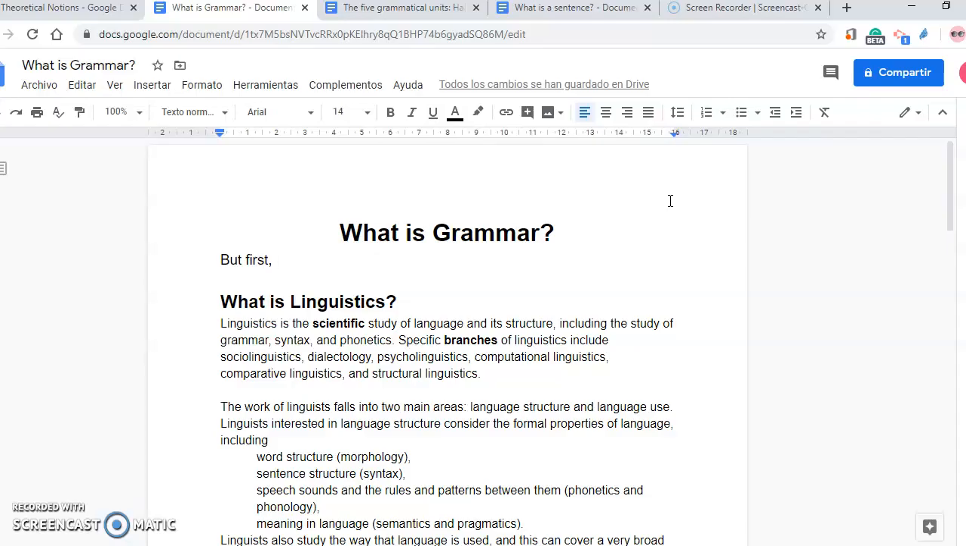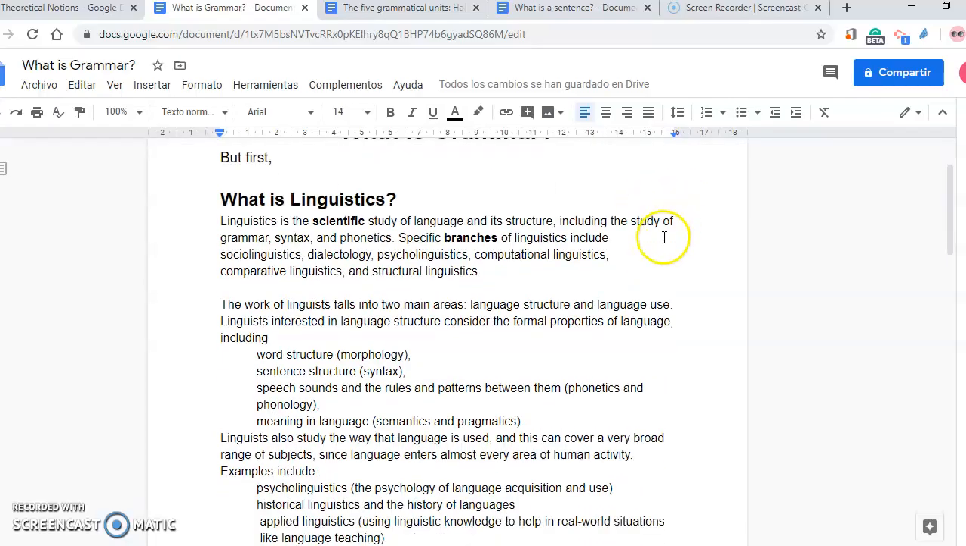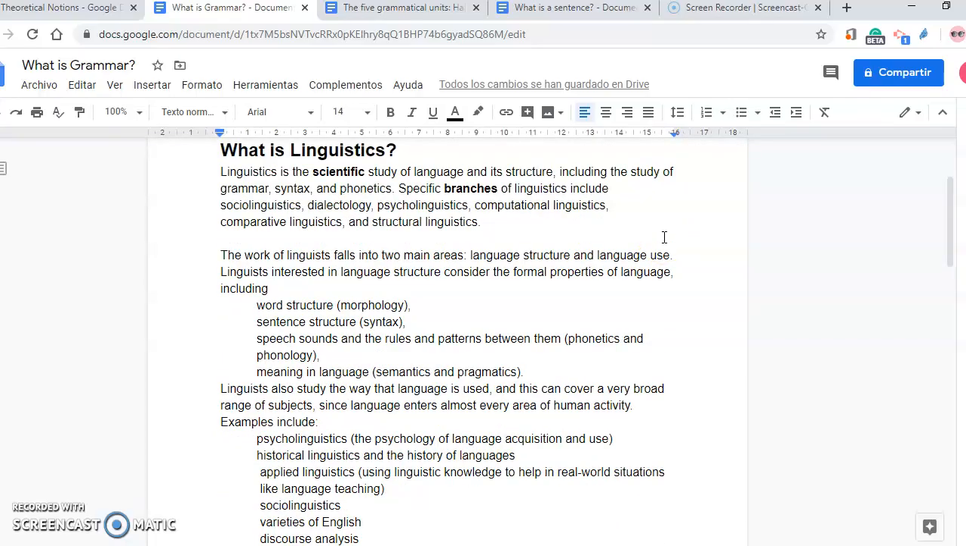Linguists interested in language structure consider the formal properties of language, and this is what we are going to study in this part of the subject, including word structure, morphology, we will be studying that, sentence structure, syntax, and speech sounds, etc., that you are studying in phonetics, and meaning of language that you will study next year in some branch of some subjects. I don't remember exactly what, but you will be studying some semantics.